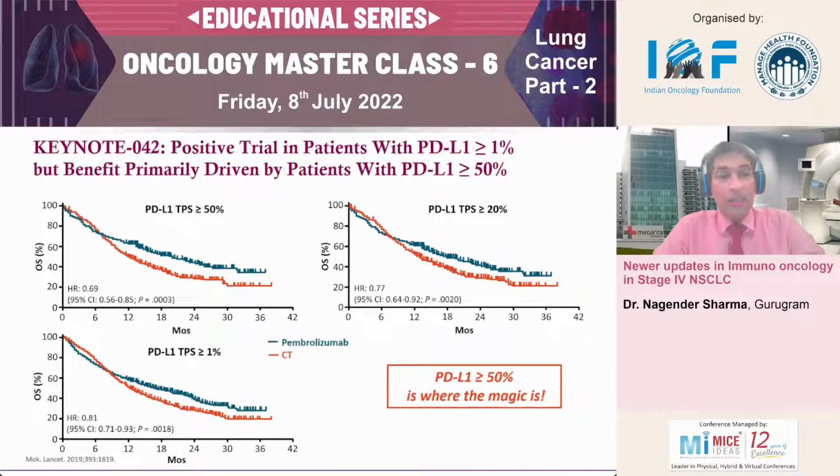As you can see, for those patients who have a PD-L1 TPS score of greater than or equal to 50%, the hazard ratio is 0.69, and for those patients with PD-L1 greater than or equal to 1%, the hazard ratio was 0.81. And for PD-L1 TPS greater than or equal to 20%, it was 0.77. So PD-L1 greater than or equal to 50% is where the magic is, isn't it? The higher the PD-L1 percentage, the more likely the patient is going to benefit from immunotherapy drugs, especially pembrolizumab, right? So the lower the hazard ratio, the better the experimental arm. In patients with PD-L1 TPS greater than or equal to 50%, the hazard ratio was 0.69, favoring pembrolizumab.